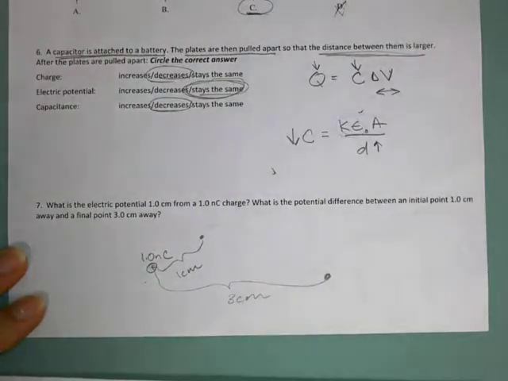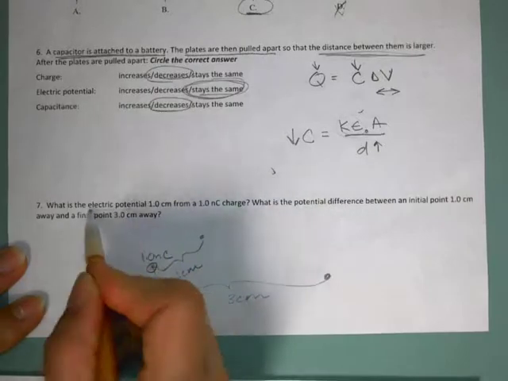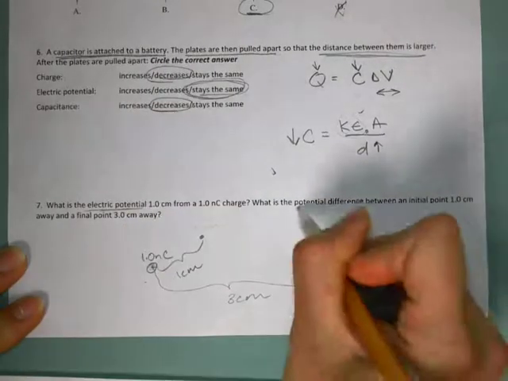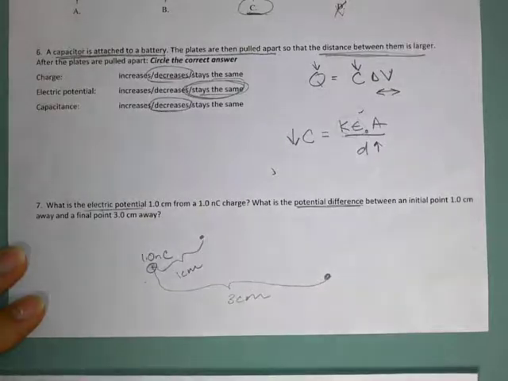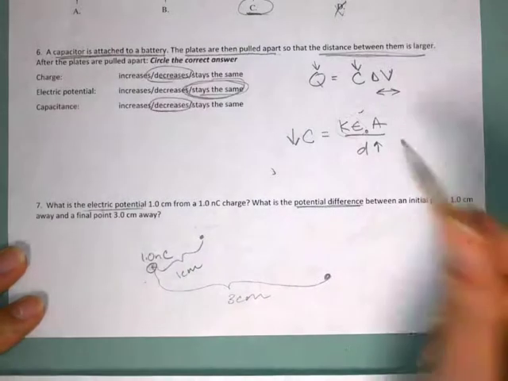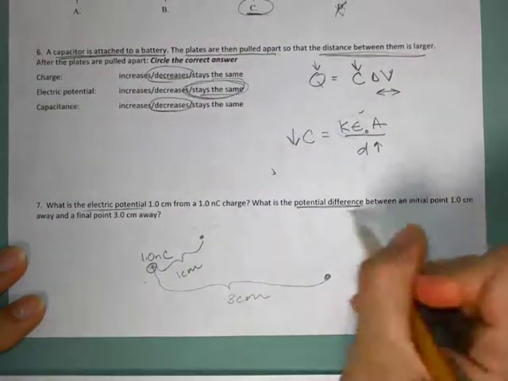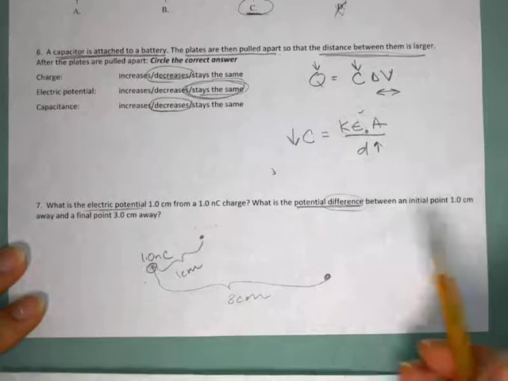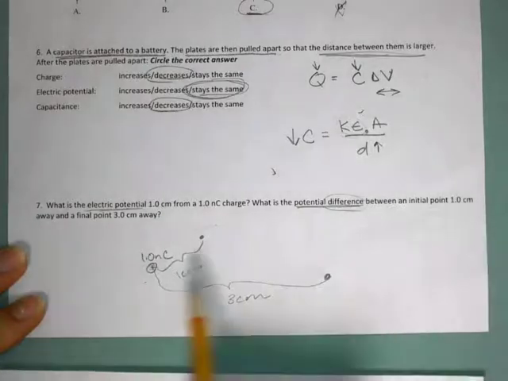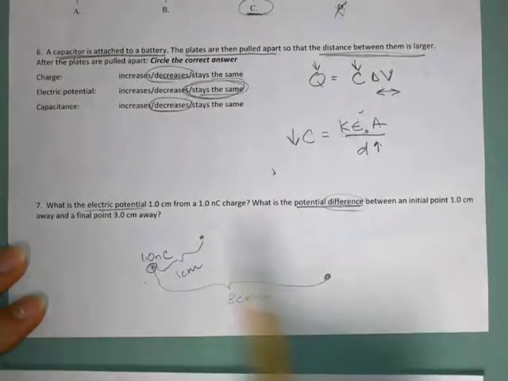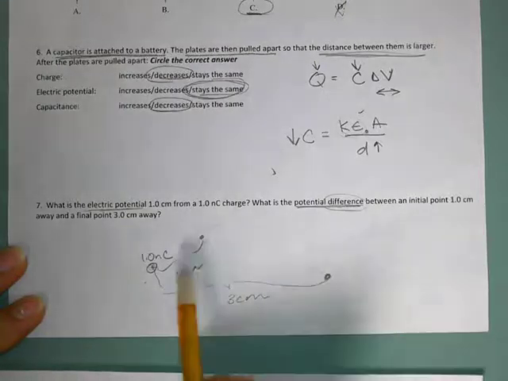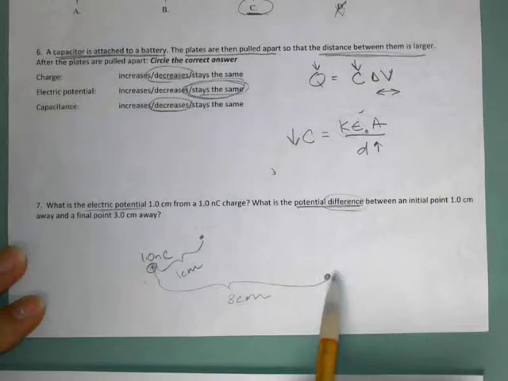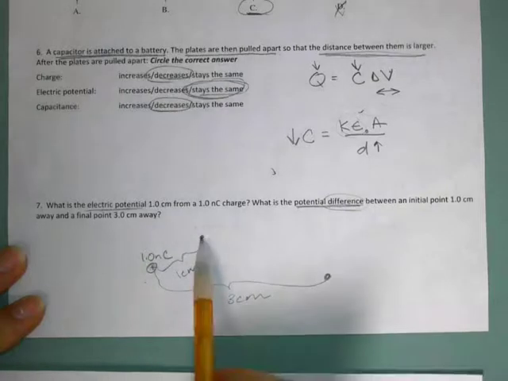A couple of things to pick up on in the wording of this question: it seems like you're asking for 2 different things, but we're not. Electric potential and voltage, those are 2 words that mean the same thing. The only thing that is thrown in here is this word difference in the end, because in the second half of this question, we'll want to calculate the potential here and the potential here and then subtract them.